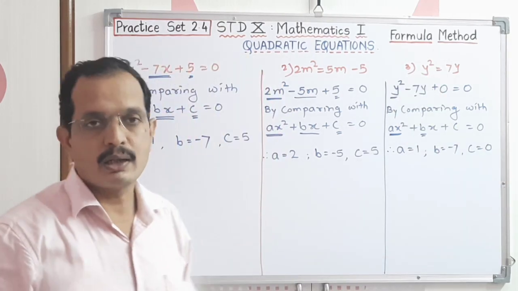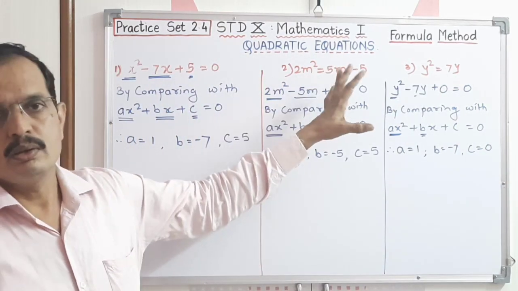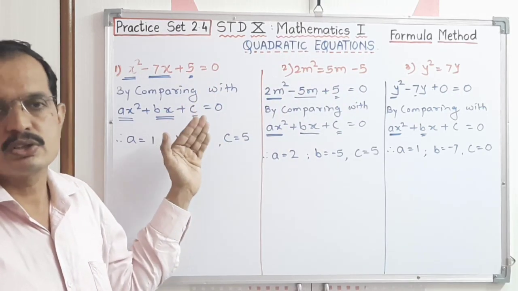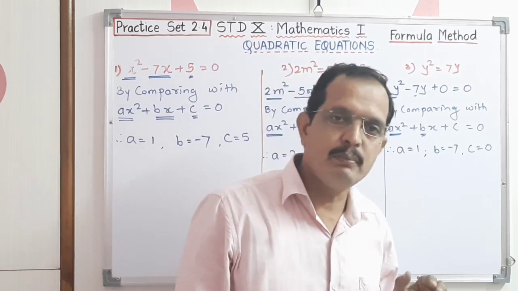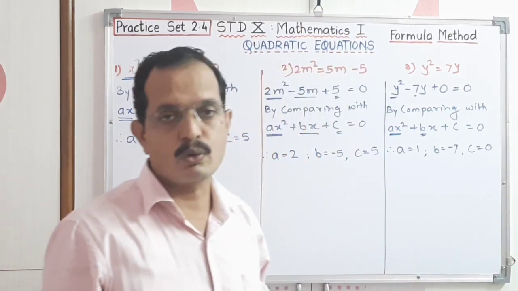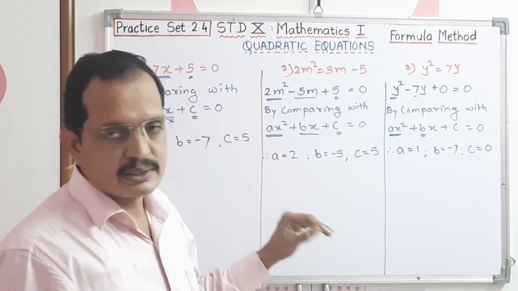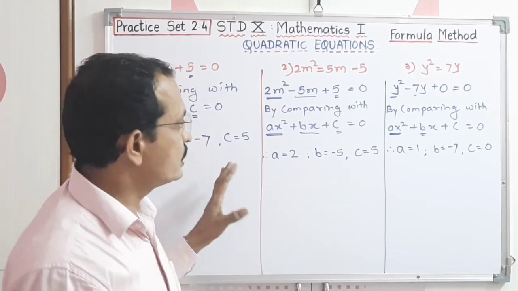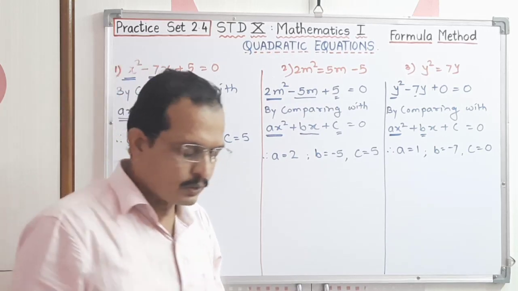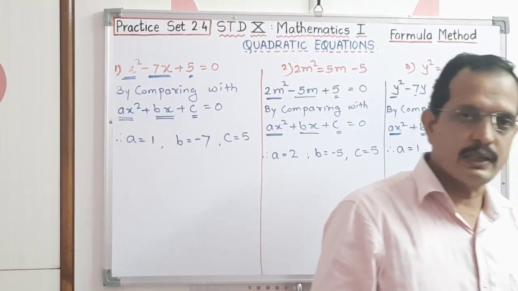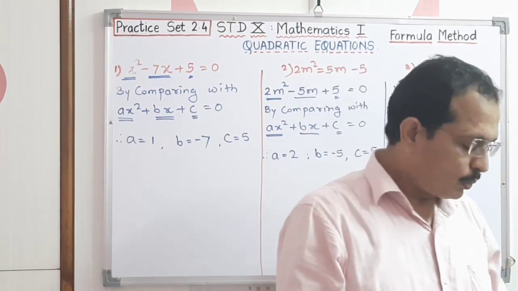This is the basic part of our formula method. We have to compare the given equation with the standard form, find out the values of a, b and c, that is, we have to find out the coefficients. This is the basic part. Now dear students, question number one is completed. Now we have to start with the second question, that is the actual part of our topic.